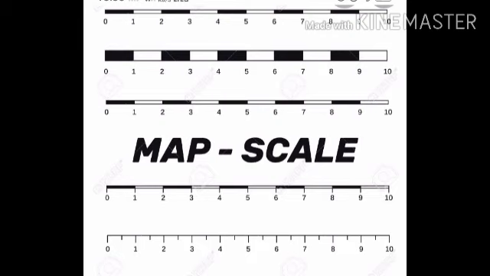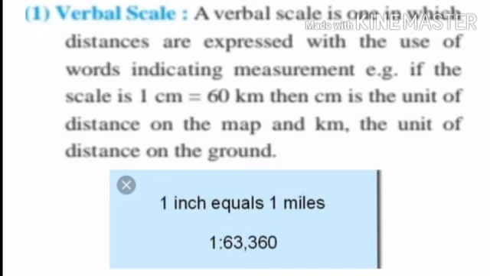After the preparation of the map, it is necessary to mention the map scale. Means what ratio you have selected, which directions are mentioned, what aspects are there, everything should be mentioned on the map scale. This facilitates map reading and helps in understanding the distances on the ground. There are three ways of expressing the scale on a map.